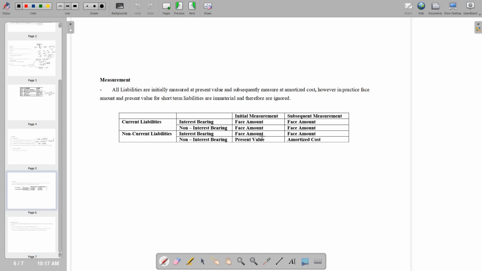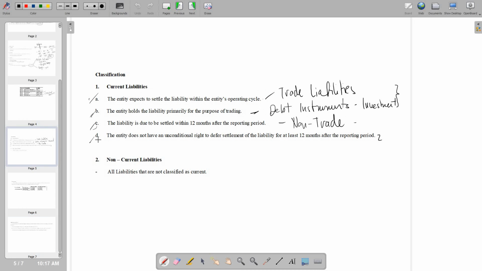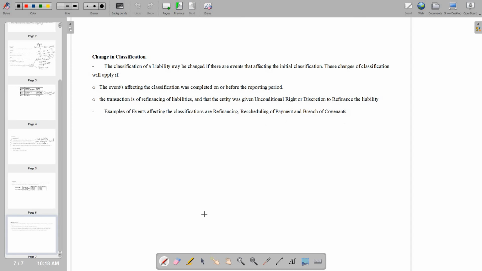But for non-current liabilities that are non-interest bearing, the initial measurement is present value and the subsequent measurement is amortized cost. Okay? Now, if you can remember, this is the same scenario with assets. So, current assets, di ba? Interest or non-interest, face amount. And for non-current assets, interest-bearing, face amount. But for non-interest, present value and amortized cost. So, same scenario. Okay? Now, we go to the change in classification. Now, this is to further expand the condition in letter D of the current liabilities. So, change in classification, the classification of a liability may be changed if there are events that affect the initial classification.